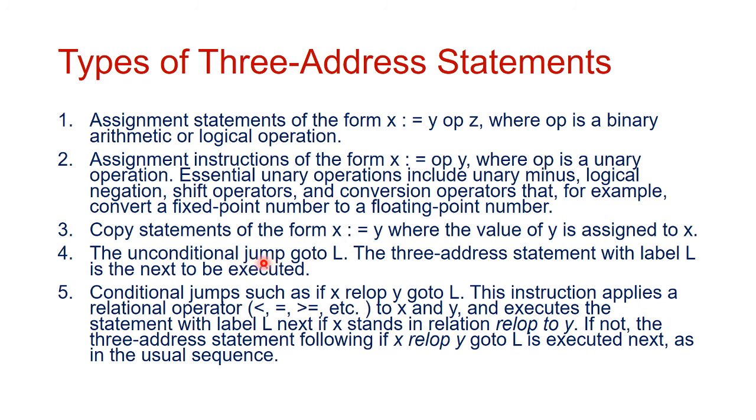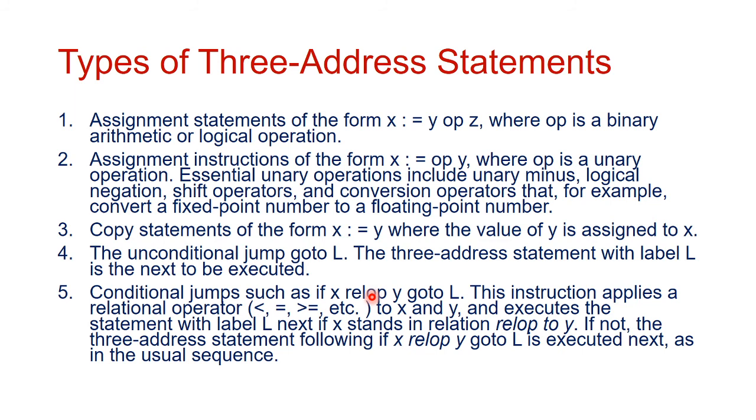Then unconditional jumps can be given as go to statement. Go to, and the label of the statement to which the control is being transferred. That label can be a constant, a number, or again an identifier. So only one identifier is given. Then conditional jumps like if x greater than y can be given as if x relational operator y go to label. So altogether only three variables x, y and L are being used and only one operator, the relational operator.